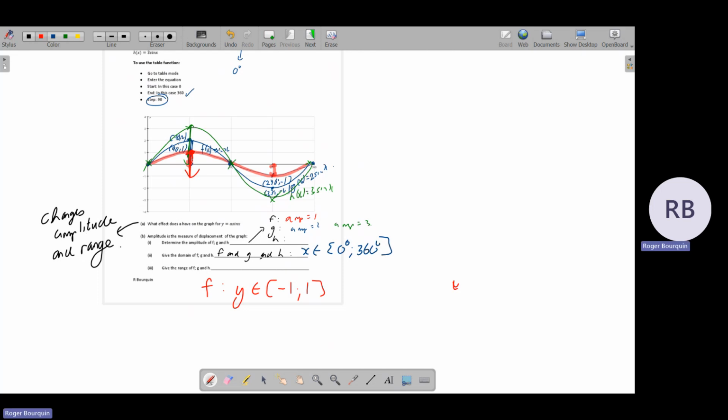So what's the range of the blue graph of G? Right. Y goes from negative 2 to 2. All right. And the range of the green graph. Lovely stuff. All right, guys. Well done.